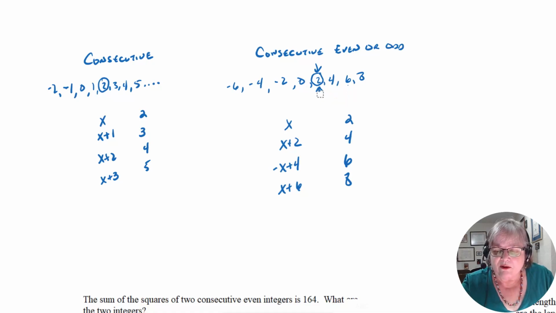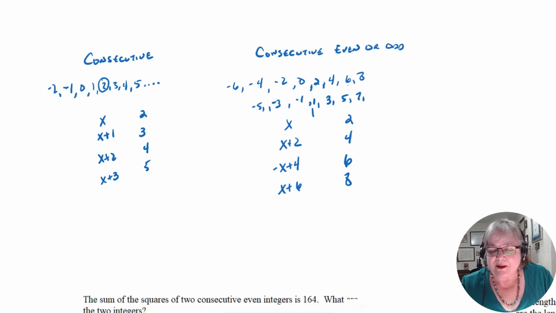So if you had odd, let's look at some odd numbers. You would have 1, 3, 5, 7, so forth, right? Negative 1, negative 3, negative 5, right? So let's look right here. So 1, how far do you have to go to get to 3? 2. And then 2 more to get to 5, and then 2 more to get to 7.